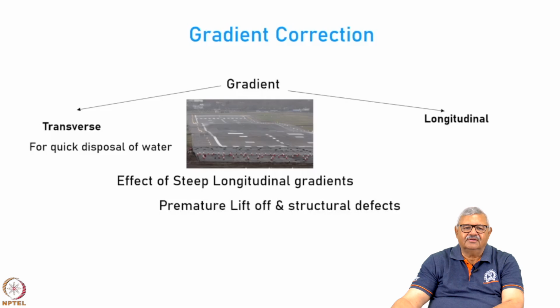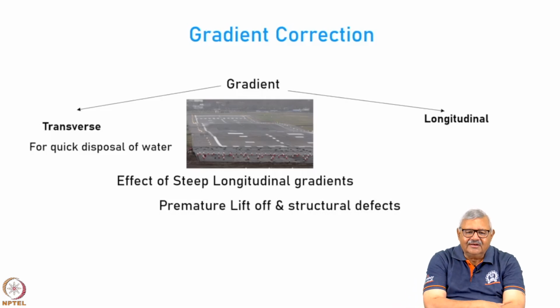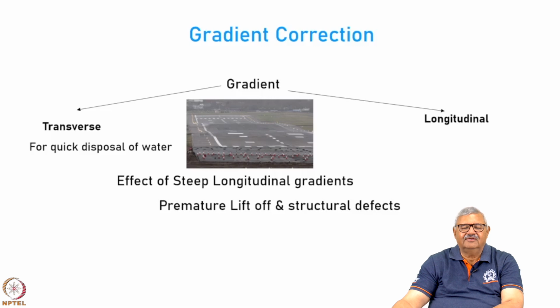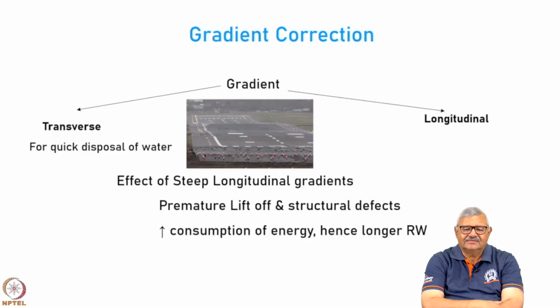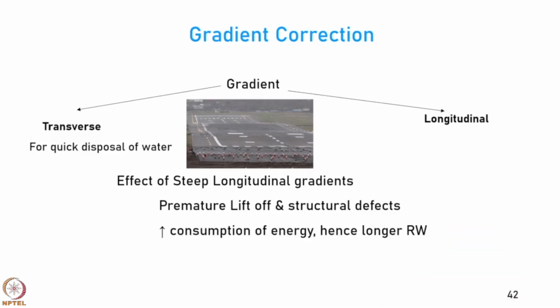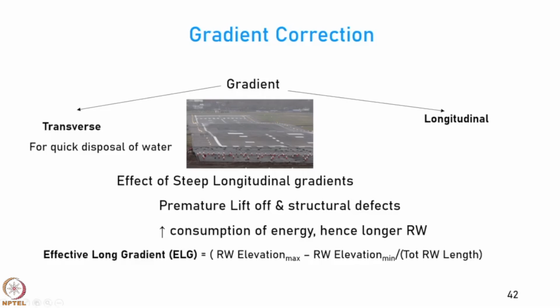It has a major effect. Either it will go for premature liftoff, or it will create structural defects on the aircraft. Plus, there will be higher consumption of energy during the takeoff, and therefore, you will require a longer runway. So, the effective longitudinal gradient, or ELG, is equal to the runway elevation maximum minus runway elevation minimum divided by total runway length. That is the definition of effective longitudinal gradient.